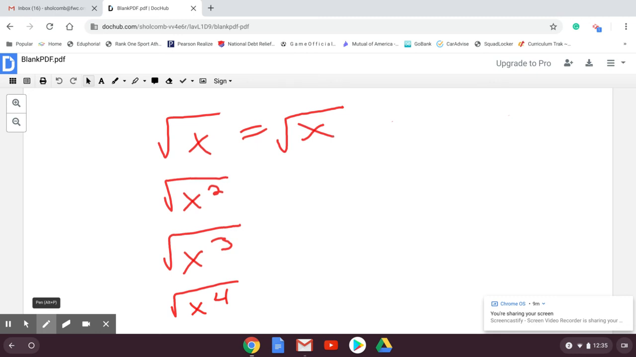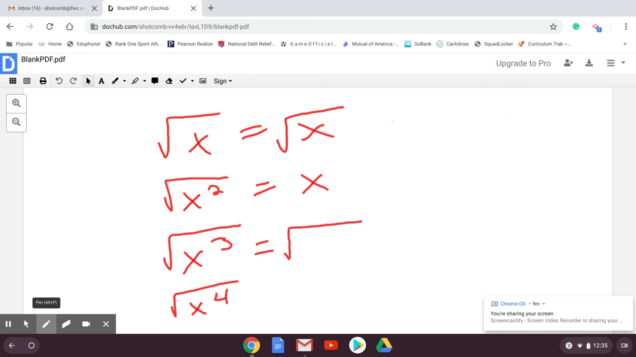But what is the square root of x squared? Well, if you remember, square roots and squares are exact opposites of each other. If you've got x squared and you take the square root of it, hopefully everybody can see that the square root of x squared is just x. But then that brings us to the square root of x cubed.